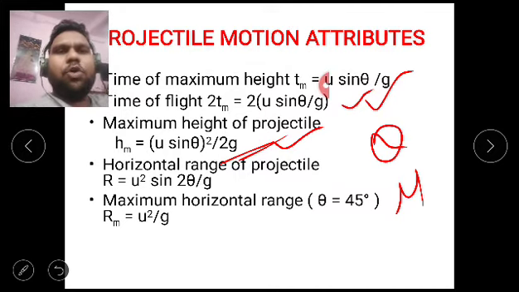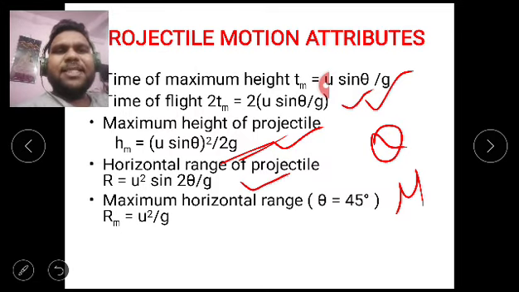Okay, now we will go to the horizontal range of the projectile. The horizontal range of the projectile is the horizontal displacement between the point of launch and the point where it hits the ground, or is at the lowest point in its trajectory. It is given by u square sin 2 theta by g.